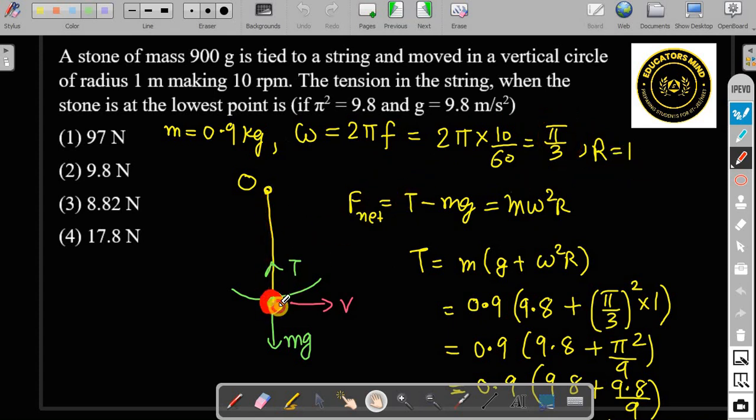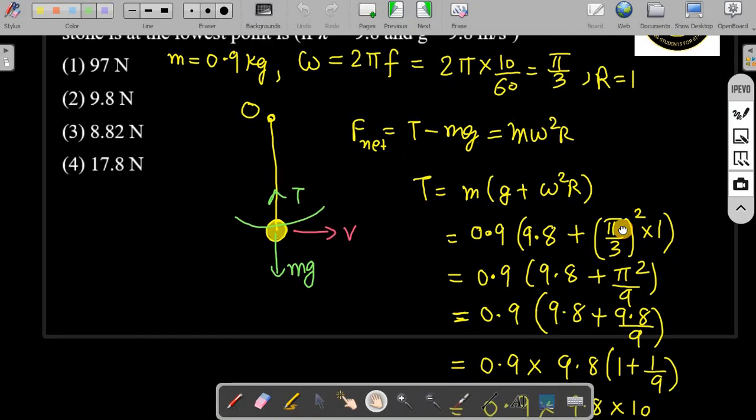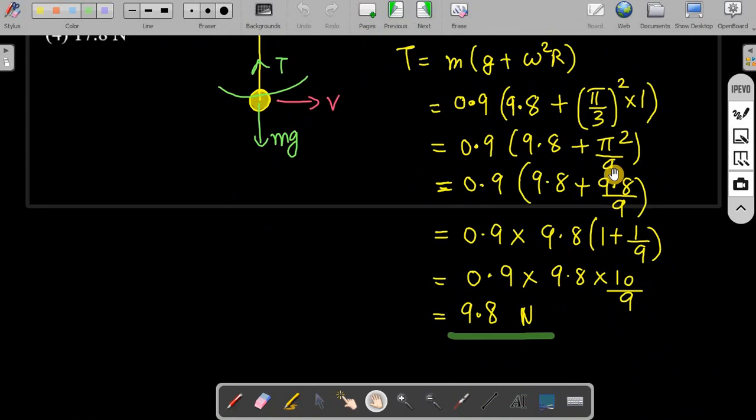So here you need to draw the free body diagram. You can see tension acting upward. So tension minus mg, the net force towards the center, is called centripetal force, m omega square r. We can also use mv square by r, but if they have given speed, then we can think of that. But here omega and frequency they have given, so we are using this. So from here tension is mg plus m omega square r. So just substitute the values and simplify. This question will require a little bit of simplification.